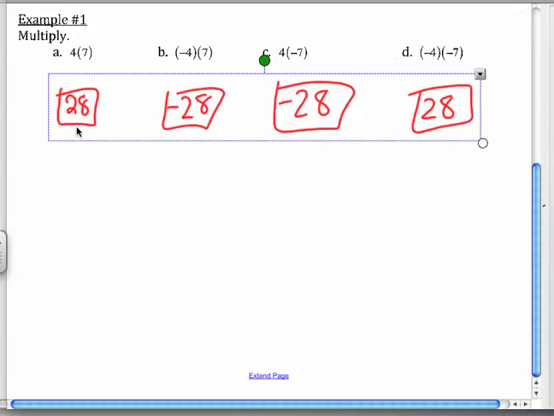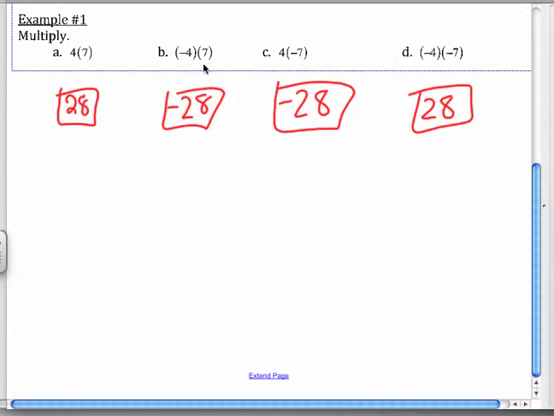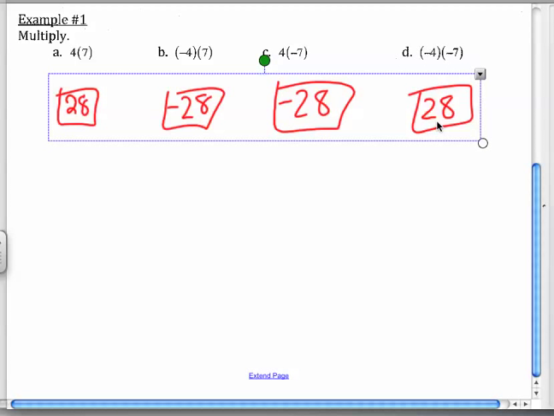Now, guys, just before I jump off this example, if the signs are the same, positive times a positive, we get a positive. If the signs are different, negative times a positive, we get a negative. Positive times a negative, we get a negative. And then over here, the signs are the same. They're both negative. Negative 4 and negative 7, we get a positive 28.